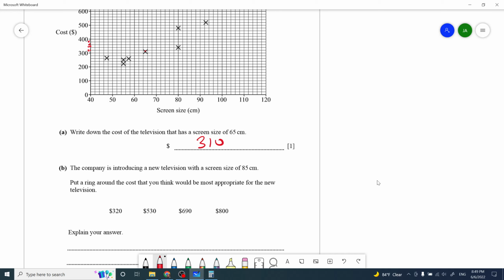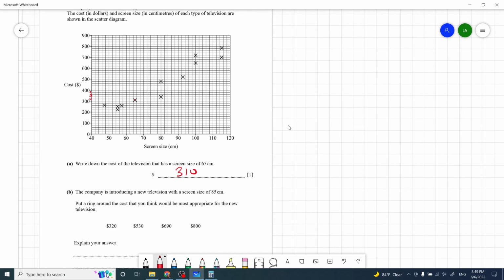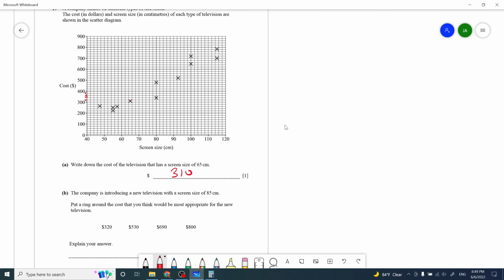Okay, now the company is introducing a new television with a screen size of 85 centimeters, and we want to put a ring around the cost that you think would be most appropriate for the new television. We need to explain our answer. So, with a scatter diagram, with a scatter plot, we need to see if there's a correlation, which again there is here, right? The bigger the screen, the higher the cost. We have a positive correlation, so there should be some kind of line of best fit. So if I draw a line where I have roughly the same amount of points on the top as I do on the bottom, it would be something like this. Well, maybe not quite like that, but close.